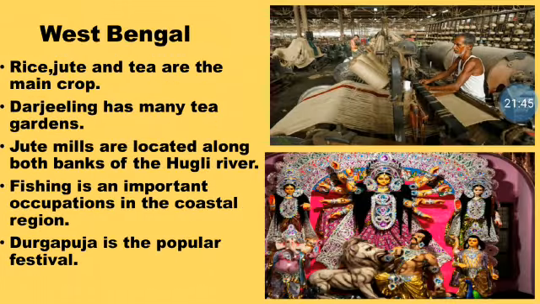Moving on to the next one, we have got West Bengal. Children, West Bengal is famous for rice, jute and tea. These are the main crops grown in West Bengal. We have got Darjeeling, which is a hill station where they grow more tea. We can find many tea gardens over there. Since they produce a lot of jute, they have got jute mills also over there.